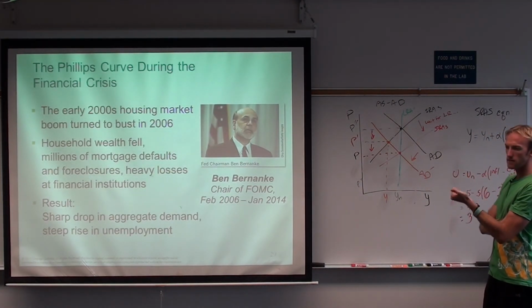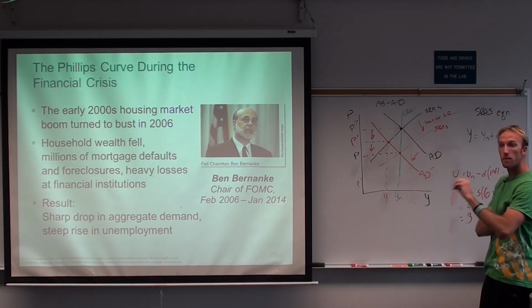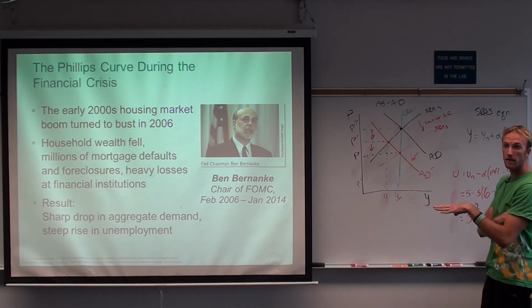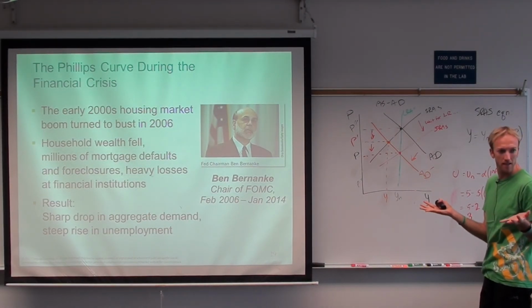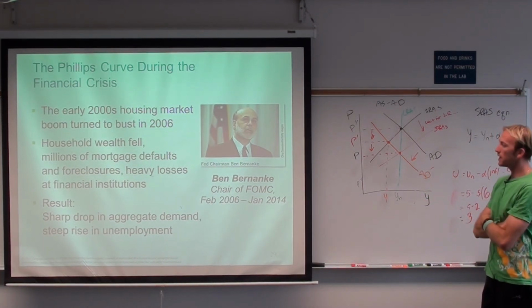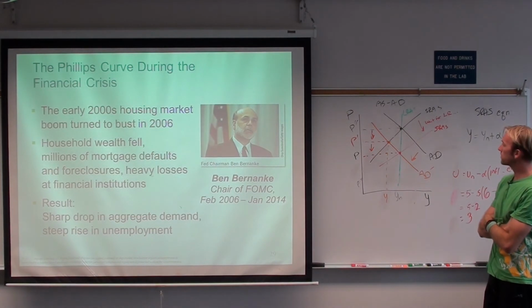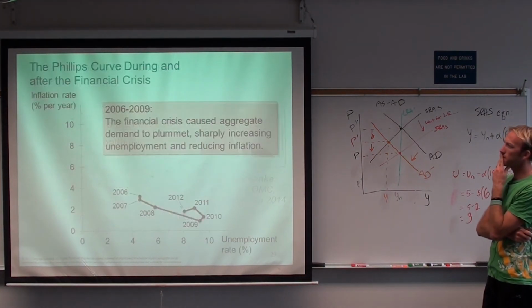They dropped taxes. They increased spending. The Fed put so much money into the market that the overnight rate between banks was 0%. There was so much money out there. People were giving each other money for free, right? So there was a huge response pushing the AD curve back up. That was under Ben Bernanke.